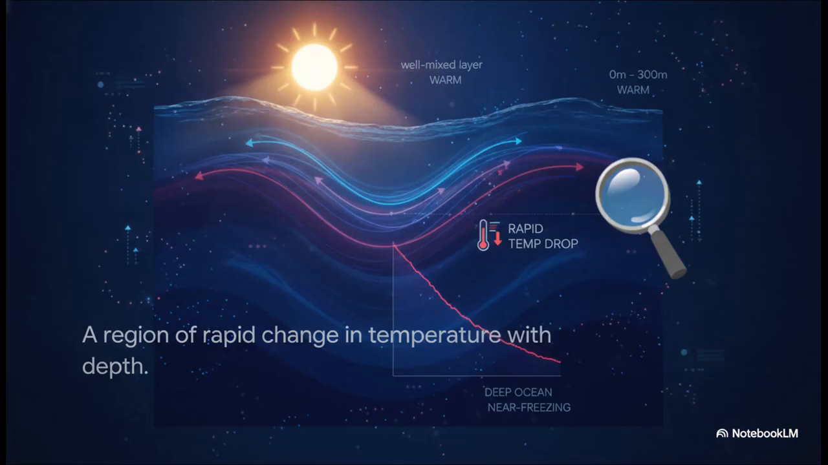Since temperature is the primary driver of density, we really have to look at the thermocline. In warm, lower-latitude regions, the sun heats up the ocean's surface, which creates this nice, well-mixed layer of warm water down to about 300 meters. But once you pass that mark, sunlight just can't penetrate, so the temperature rapidly and steeply plummets in this massive drop-off known as the thermocline, right before you hit the near-freezing temperatures of the deep ocean.